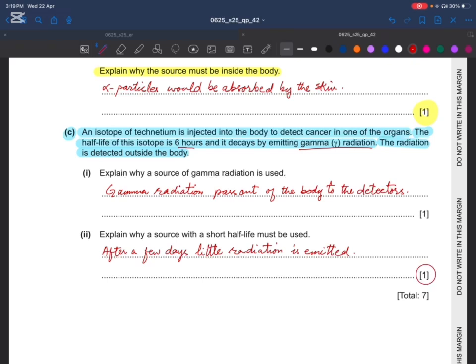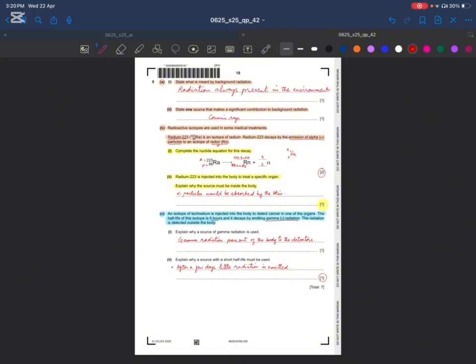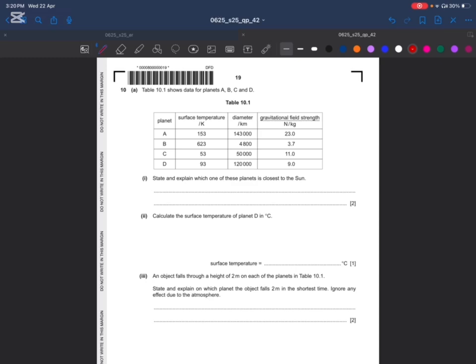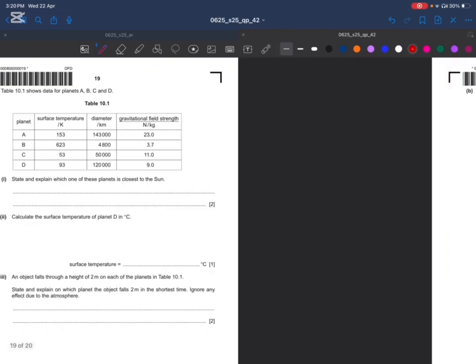Here you have only one mark, so you can write only this, that after a few days, little radiation is emitted. And obviously you can write that this saves the patient from a longer exposure to the radiation as well. So it is the same meaning of the sentences. I hope it's clear, and this is question number 9. Now we are going to, I think, the last question, question number 10, the last question.